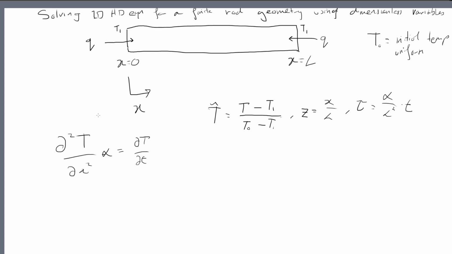So what can we see from these non-dimensional variables? Well, when we're at time equals 0 and the temperature is T0, T is going to be equal to T0, so we're going to have T0 minus T1 over T0 minus T1, which is equal to 1. And that's at time equals 0. When time equals 0, tau equals 0. And when time goes to infinity, tau goes to infinity. We're also going to see that when you're at x equals 0, z equals 0. And when you're at x equals L, z equals 1.